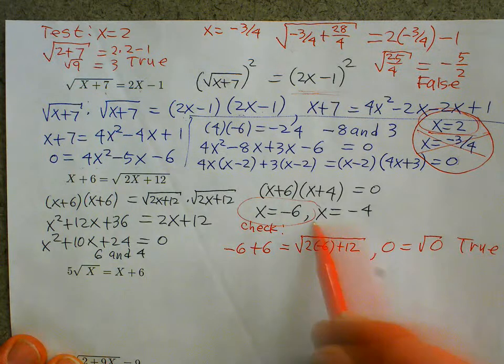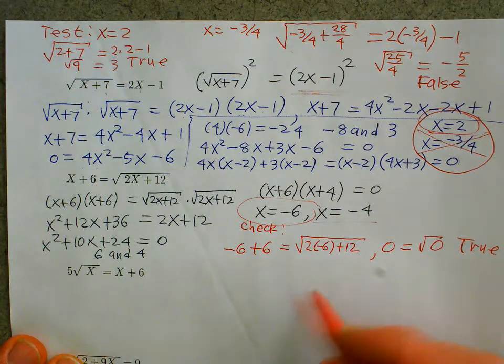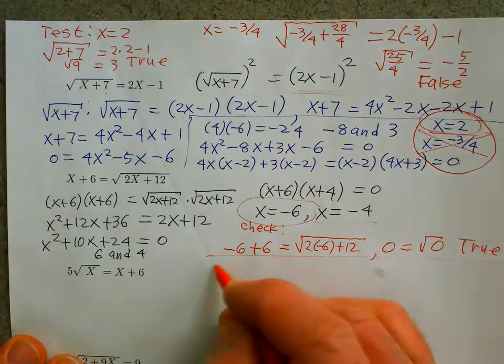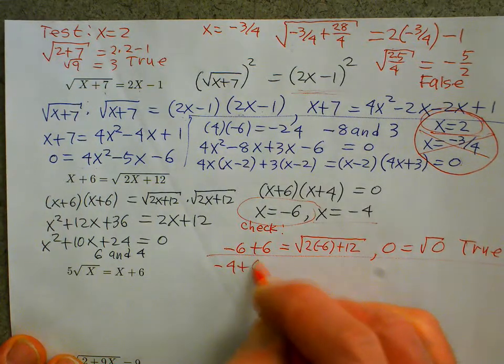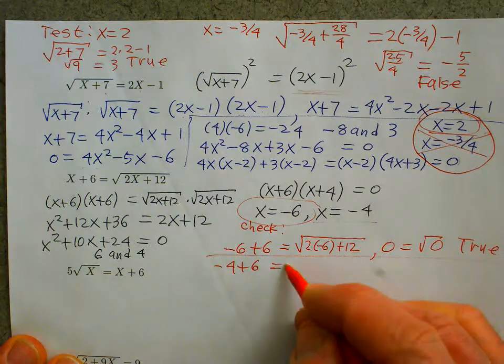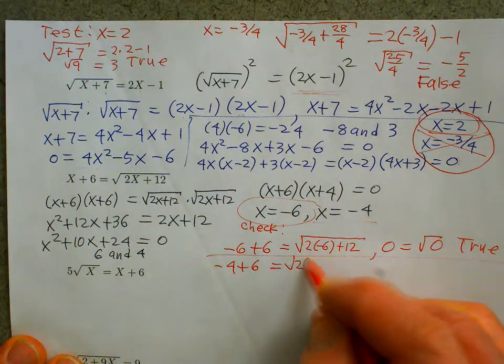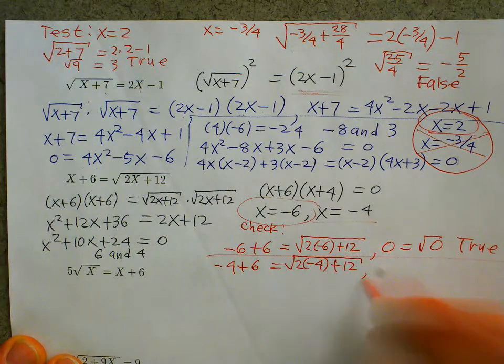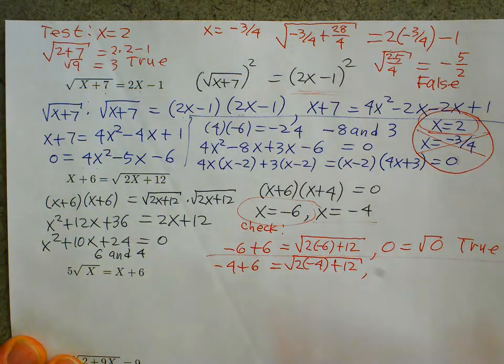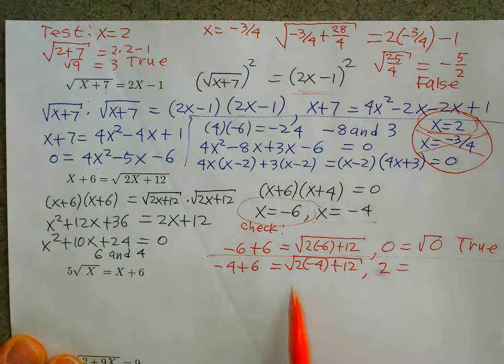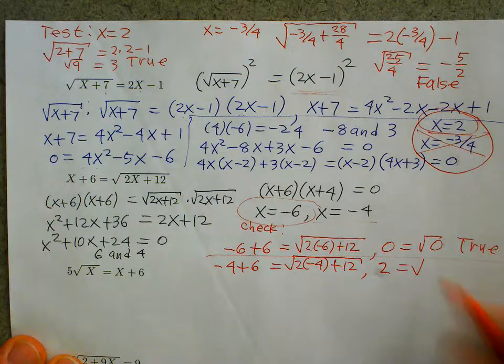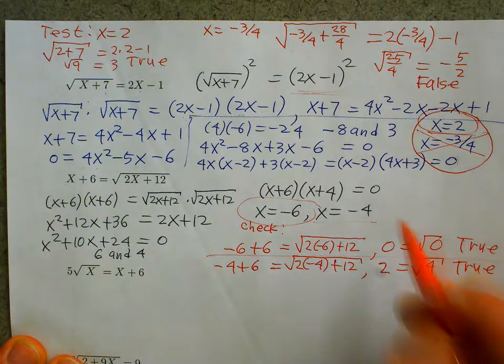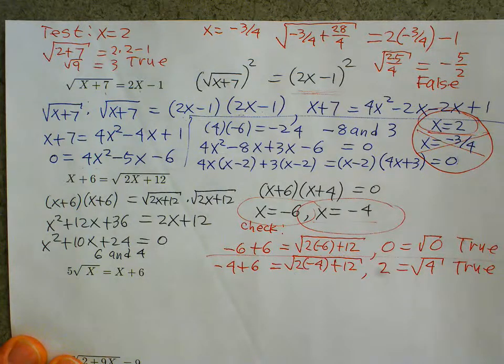And then check x equals negative 4. So on the left-hand side, we have negative 4 plus 6. On the right-hand side, the square root of 2 times negative 4 plus 12. Negative 4 plus 6 is positive 2. On the right-hand side, the positive square root of negative 8 plus 12, or 4. That is also true. So x equals negative 4 is also a solution.